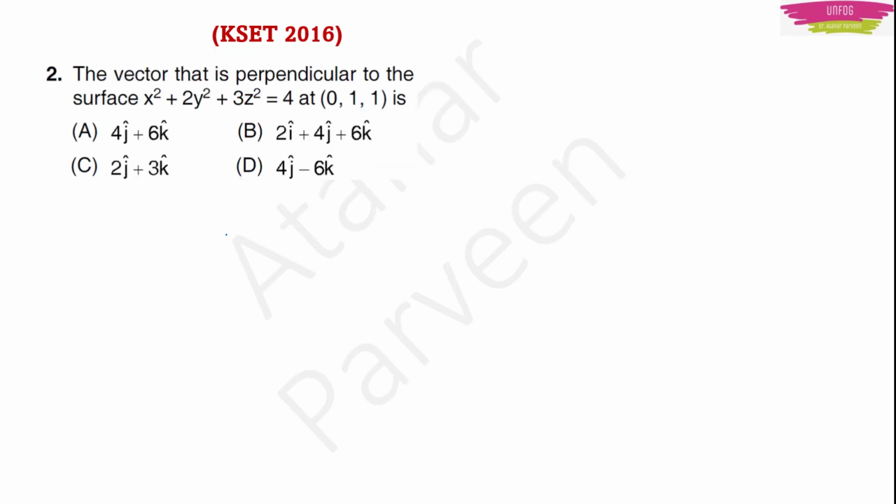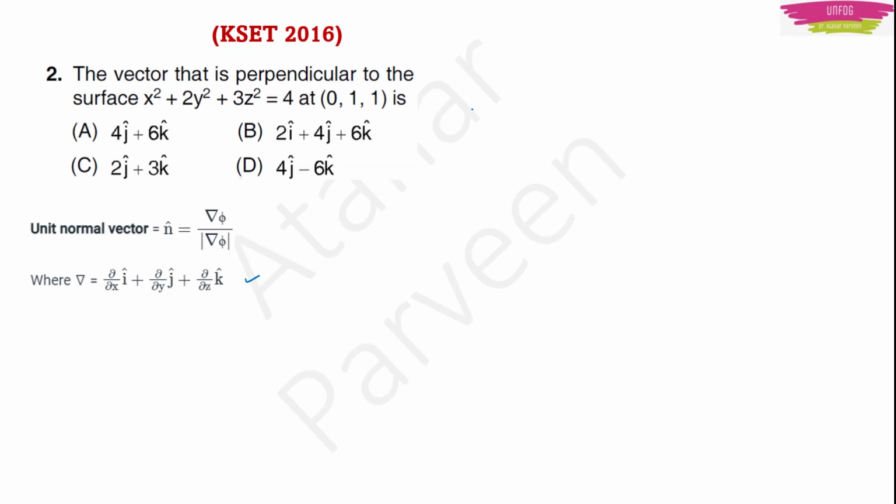Next question. This is also a 2016 KSET question. The question is, the vector that is perpendicular to the surface x square plus 2y square plus 3z square equal to 4 at (0, 1, 1) is. So you have to use the del phi thing here: dou by dou x i plus dou by dou y j plus dou by dou z k.